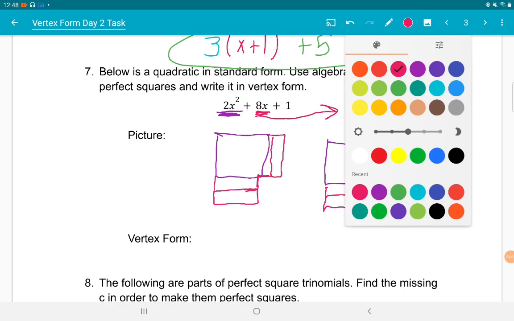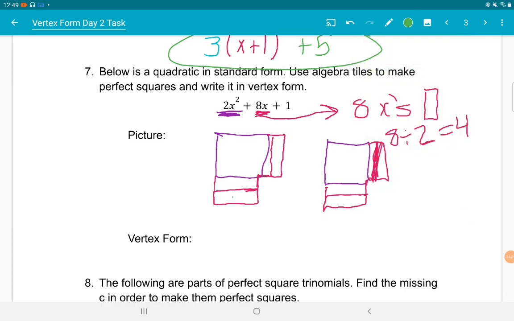Notice, does that give me the right number of x's? I get 1, 2, 3, 4, 5, 6, 7, 8. Yes, 8 x's, okay? And we have them divided evenly, so we're getting perfect squares, okay?